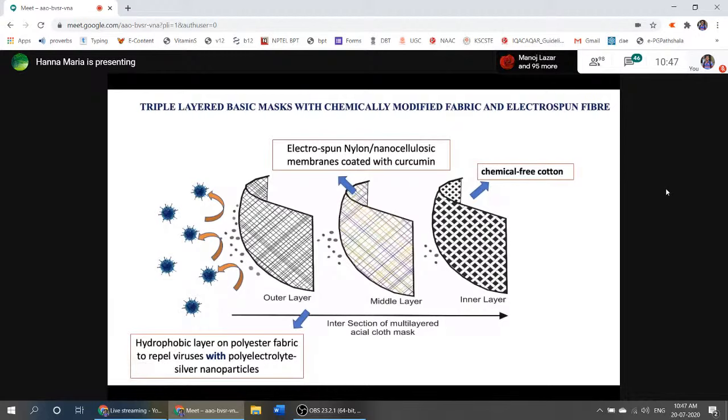This is made of polyester fabric, but it's a hydrophobic coating. And then the middle layer is made of electrospun nylon. Nanocellulose has been chemically modified with a positive charge. Because of the positive charge, if at all some virus is somehow getting in, this layer can kill the virus. And the innermost layer is made of eco-friendly cotton, which is very close to your mouth. So this is the new mask design we submitted for the India-US program.